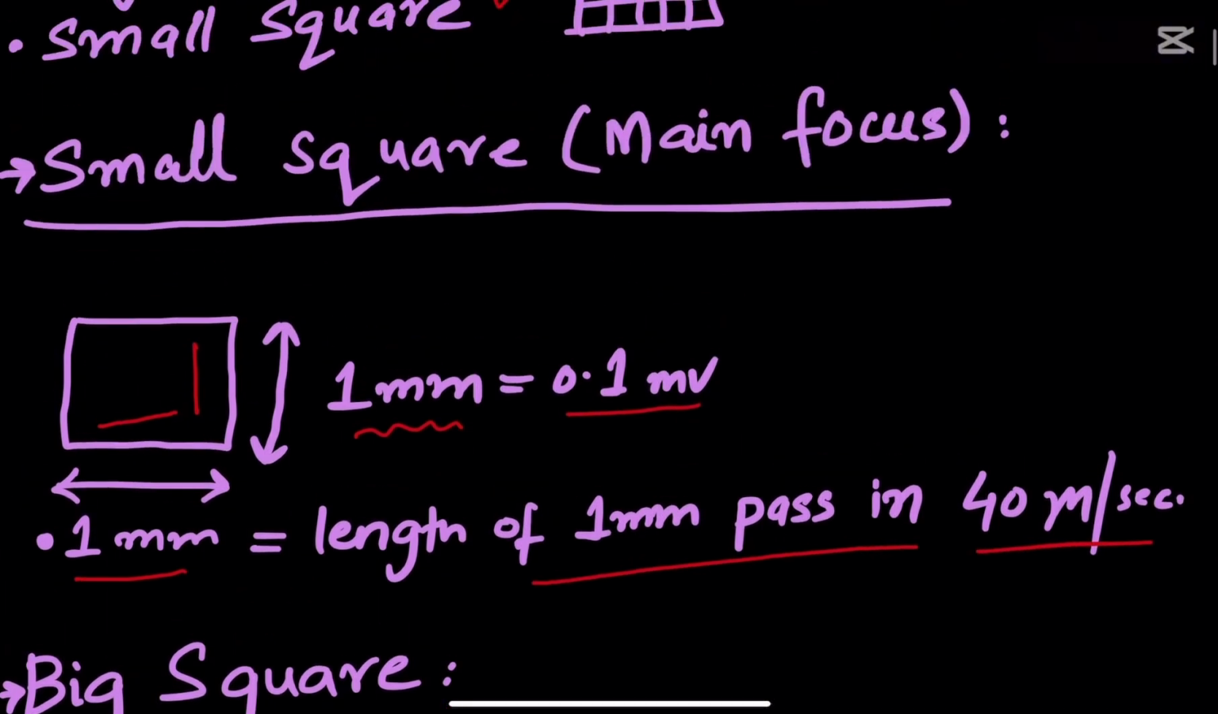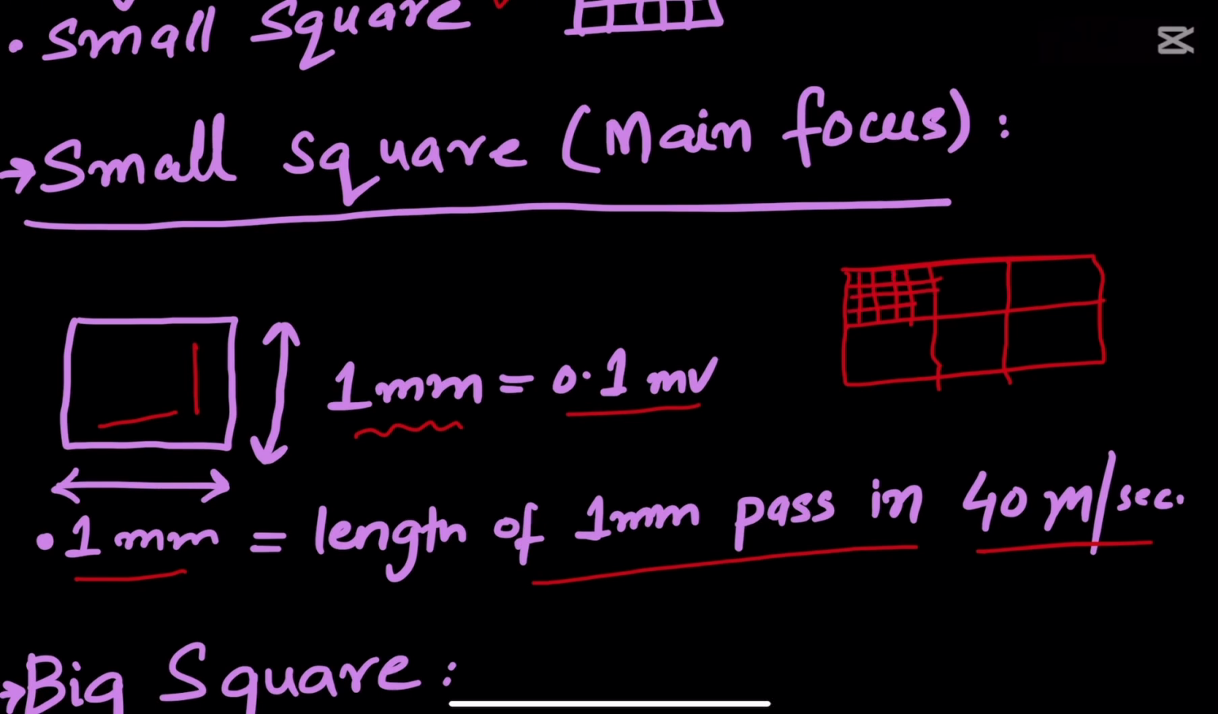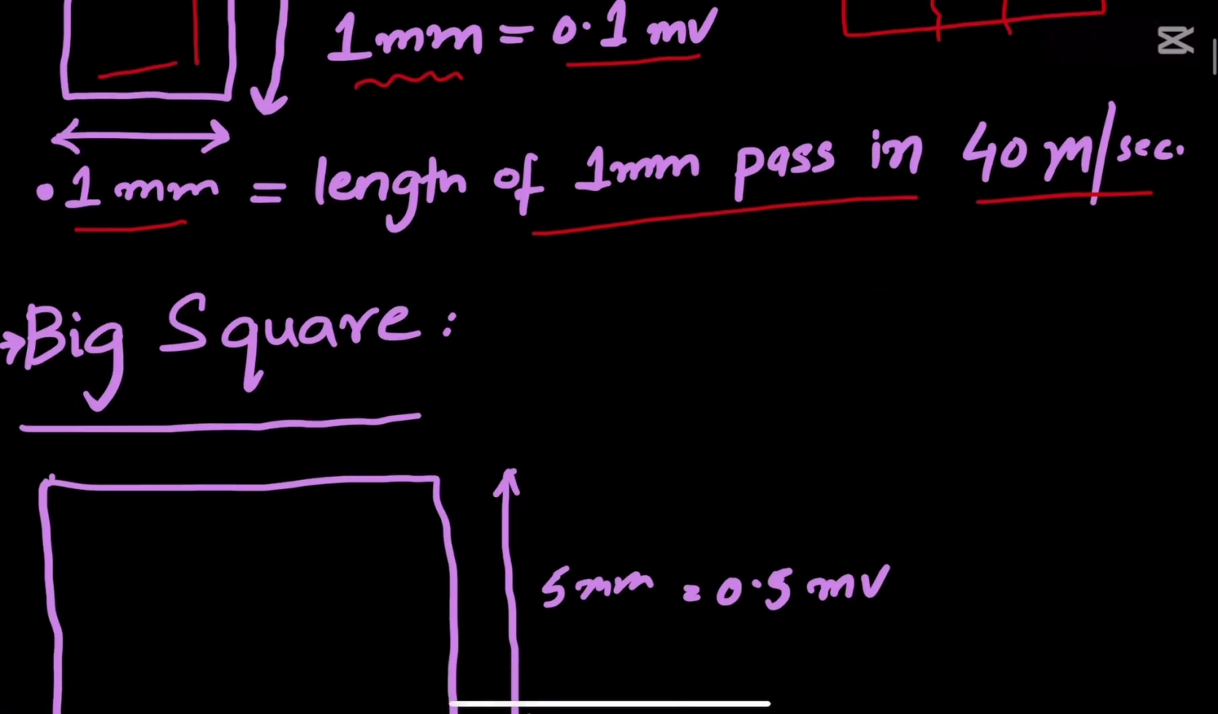Let's suppose this is an ECG paper. These are the boxes. These are the large boxes and in the large boxes we have 25 small squares inside. So this is one small square. The length of this side and this side is 1 millimeter. And 1 millimeter is equal to 0.1 millivolt. And the 1 millimeter area of ECG paper passes in 40 milliseconds. Okay, so this was about the small square.